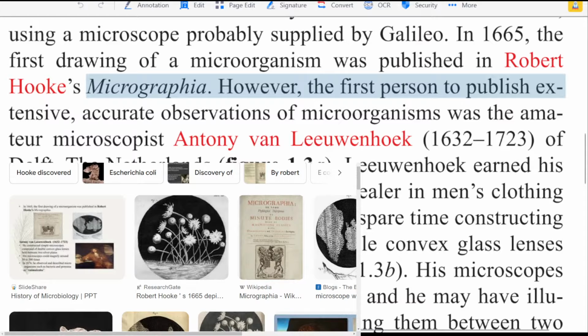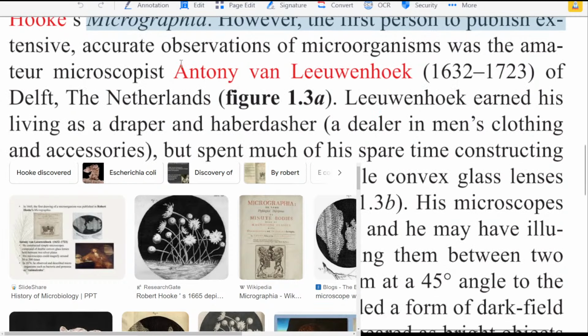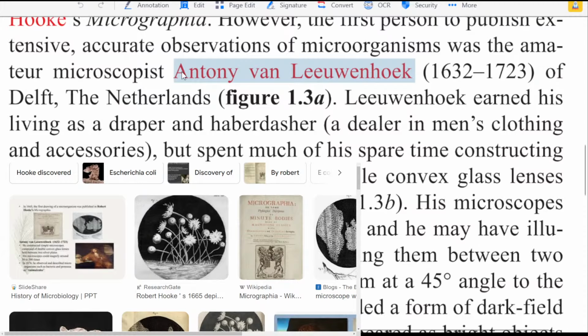Okay, so however, the first person to publish extensive, accurate observation of microorganisms was the amateur microscopist Antony van Leeuwenhoek. Guys, this is the name. This is the father of microbiology. Remember his name, Antony van Leeuwenhoek. The father of microbiology came, and they said that he was amateur, like he wasn't even an expert at that, and he already observed microorganisms. I think he was just curious, like what was happening in the water.